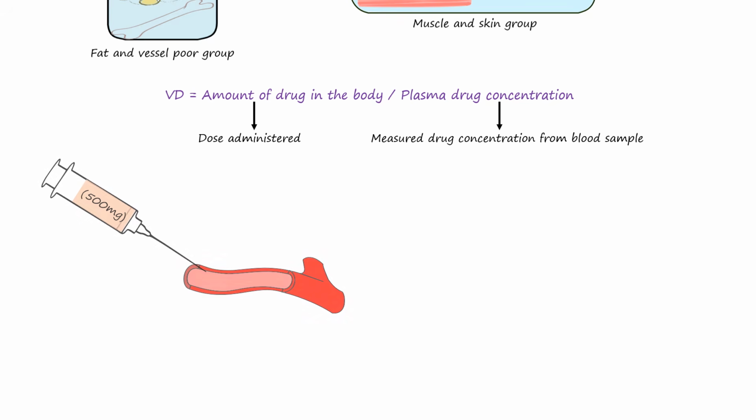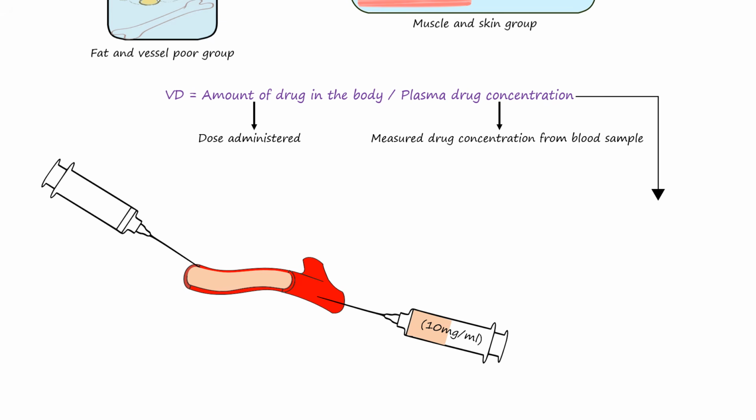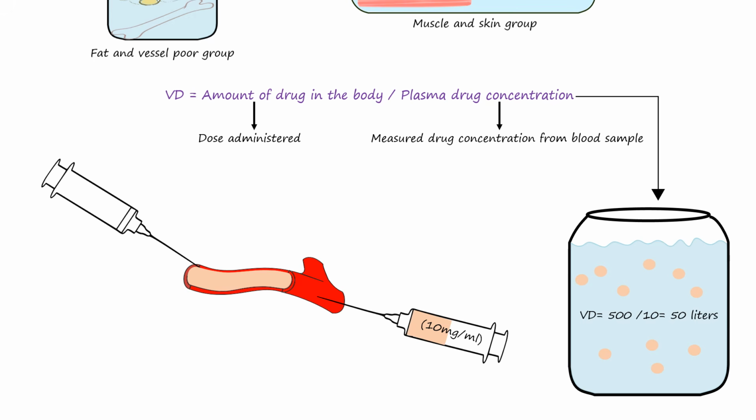For example, let's say we administer 500 mg of drug and find that the plasma concentration is 10 mg per liter. Using this formula, we can calculate the volume of distribution as 50 liters. This means that the drug we gave distributes in a volume of 50 liters of body fluid.